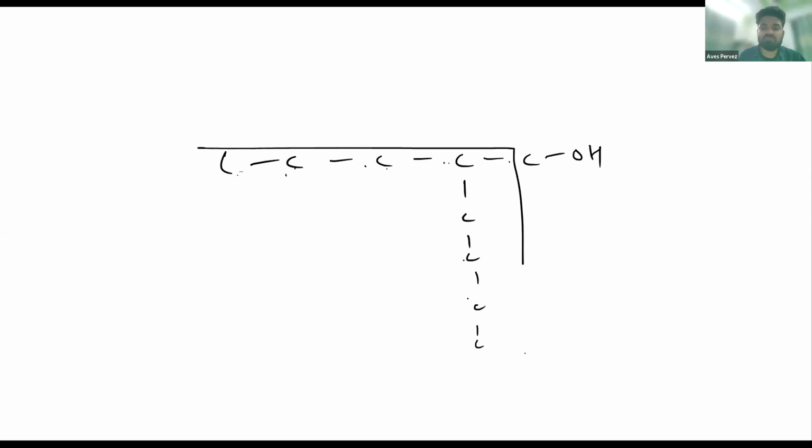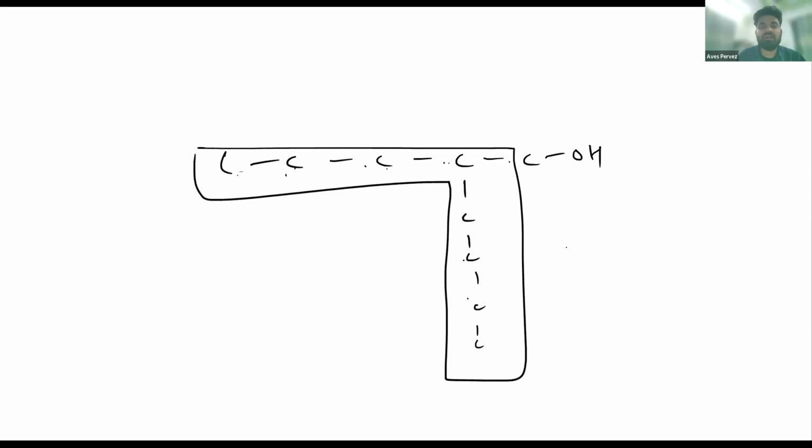5 carbons, 1, 2, 3, 4, 5, and I have this branch here and an OH group here. If you go like this, 1, 2, 3, 4, 5 here. If you go like this, 1, 2, 3, 4, 5, 6, 7, 8. You cannot take it like this one. It will be considered wrong.